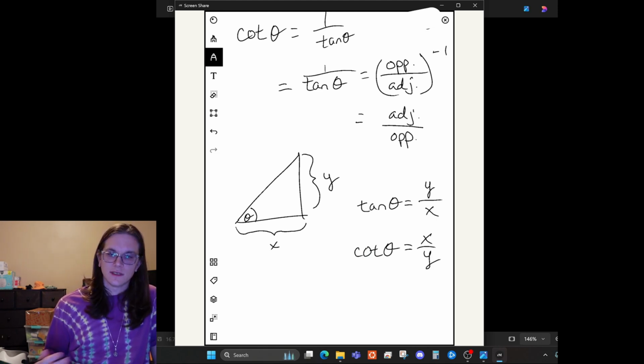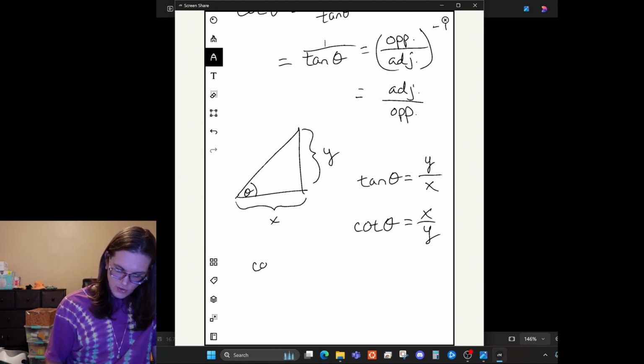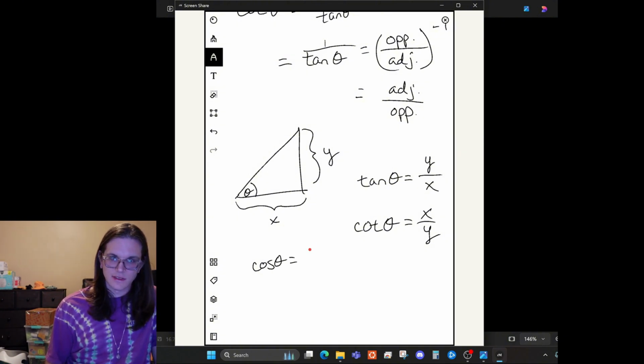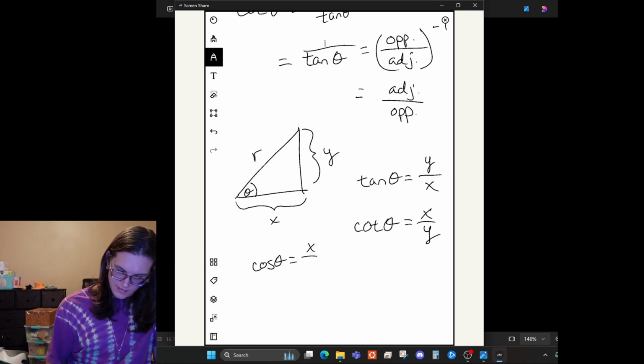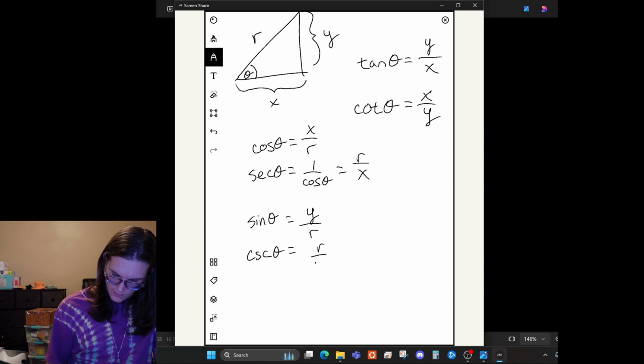So you can quickly put together, okay, tangent is y over x, cotangent is x over y, cosine is x over r, right? Adjacent over hypotenuse. And then secant, which is 1 over cos, is r over x. Then sine is y over r, cosecant is r over y, because it's 1 over sine. Good.